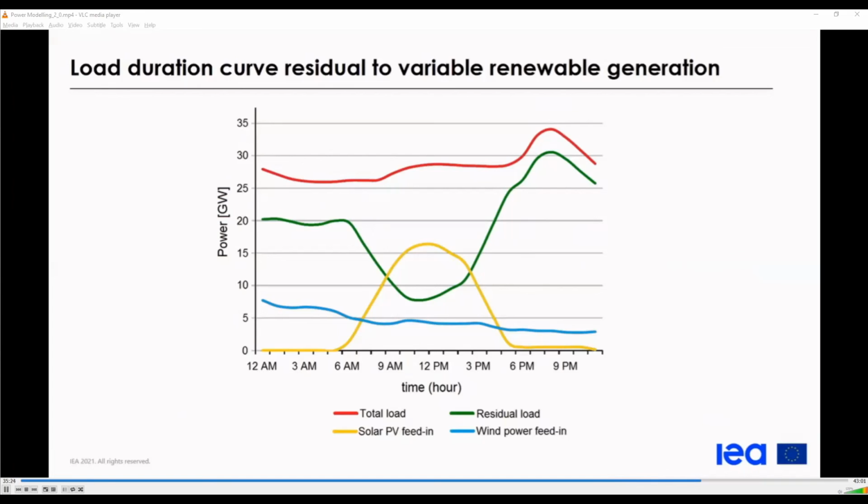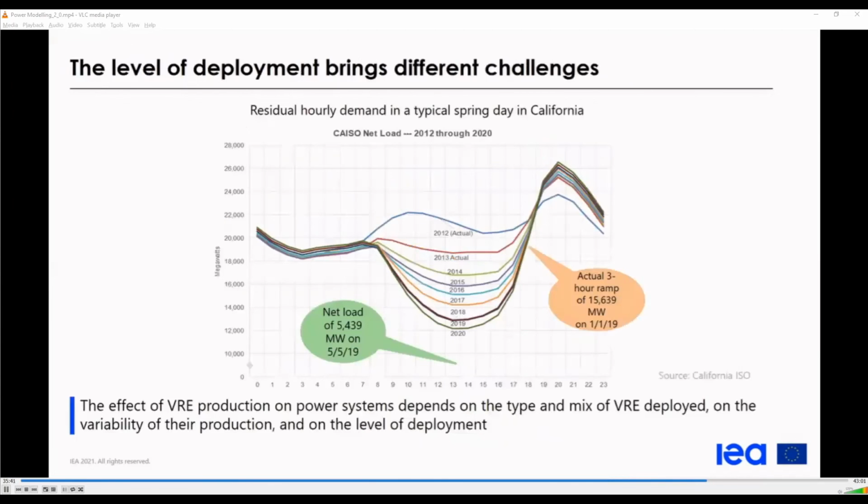And the same happens in the evening. When the solar output is coming down, then the rest of the system needs to adapt to compensate for this. And this is the basic concept behind this very famous curve. So this is showing the impact of growing variable renewable production in California. So this is the duck curve.